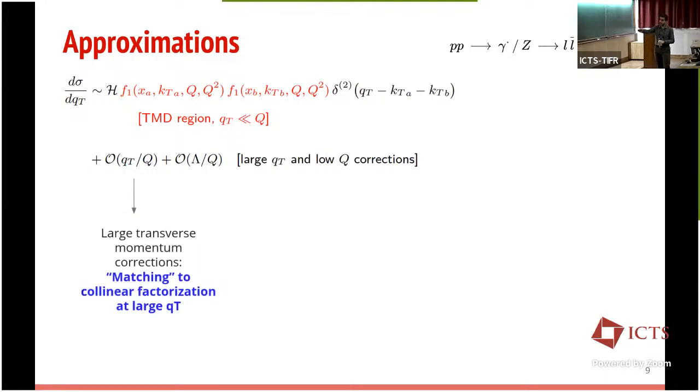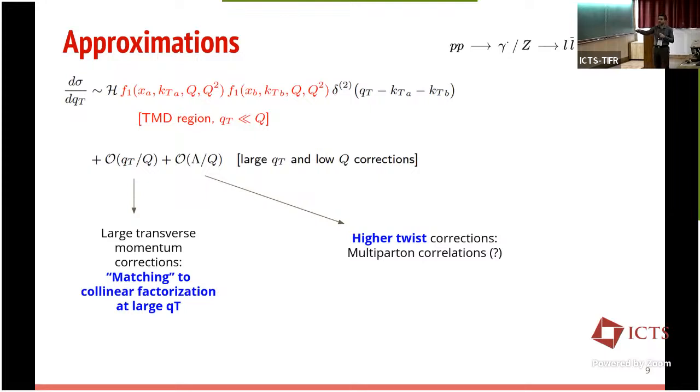And then you also have these kinds of corrections, where lambda is Lambda QCD. These corrections become important when the hard scale is very low and comparable to Lambda QCD. So when Q is of the order of 1 GeV, then these corrections also become a dangerous thing for your analysis. The first one is related to the large q_T region, as I said.